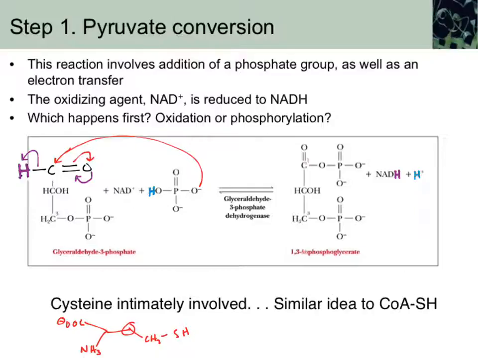Okay, so let's answer the questions that we've got up at the top. Which happens first, the oxidation or the phosphorylation? Oxidation. The oxidation must happen first. The phosphorylation reaction is not a favorable reaction. We have to do the oxidation first. The oxidation is reacting with your cysteine. That's your big primary first step. Once it's oxidized, we have a high enough energy that we can overcome the phosphorylation reaction. Make sense?